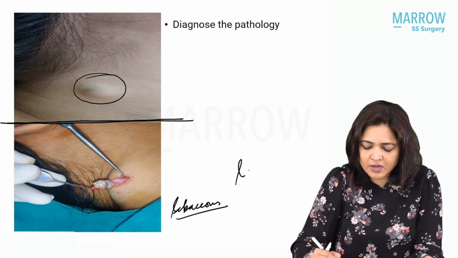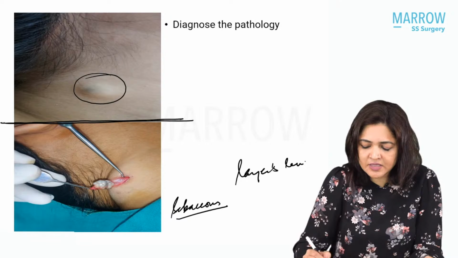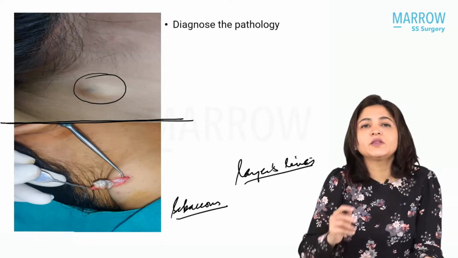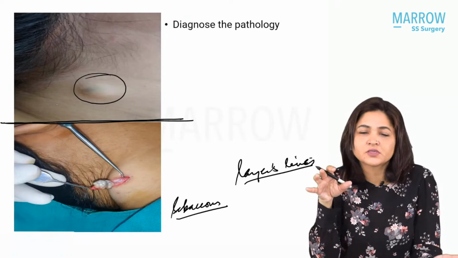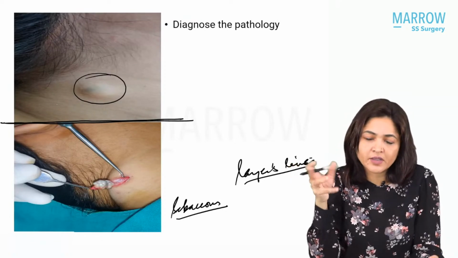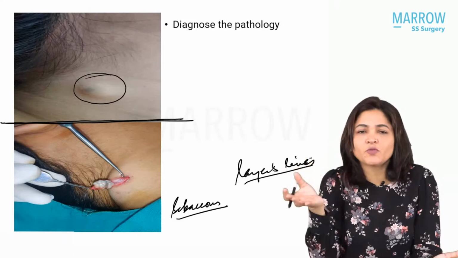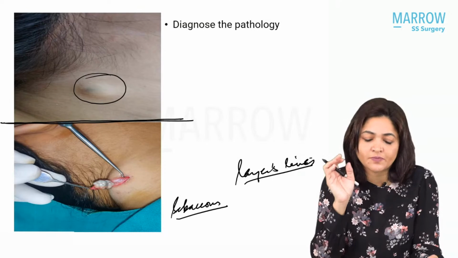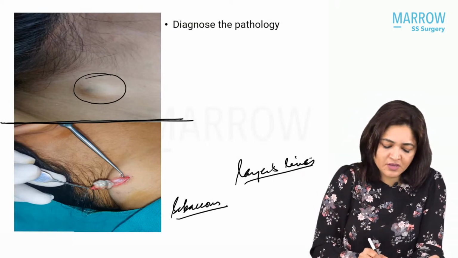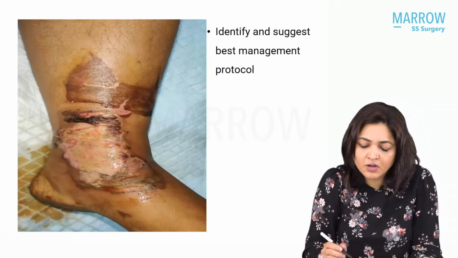More importantly, it can lead you to discussion about Langer's lines. What will be your plane of incision? How do you ensure that you've taken out the cyst completely? And again, of course, when you are describing your plan of management, a biopsy is a must to say. You should not miss the biopsy. So, okay, that is again simple things. These are not very important.